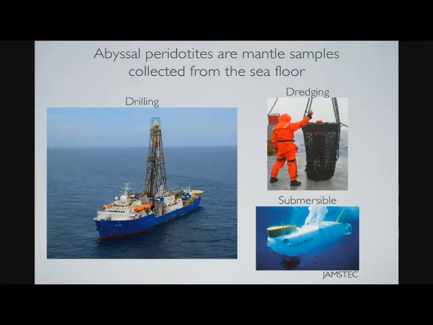So Oman and the Josephine prototype are great, but we infer what their tectonic setting was when those fabrics and when the deformation occurred. And if you really want to have things in their present day context, you need to go to the seafloor. We do have pretty good tools at the moment to do that, right?